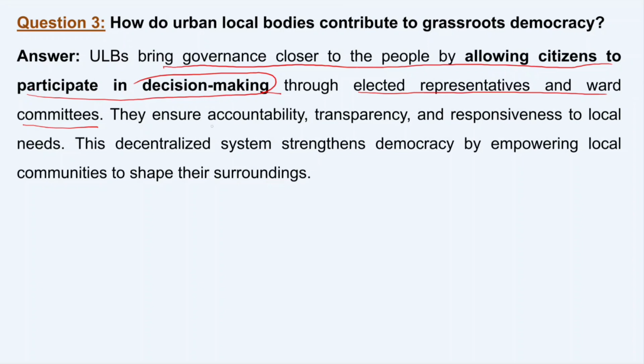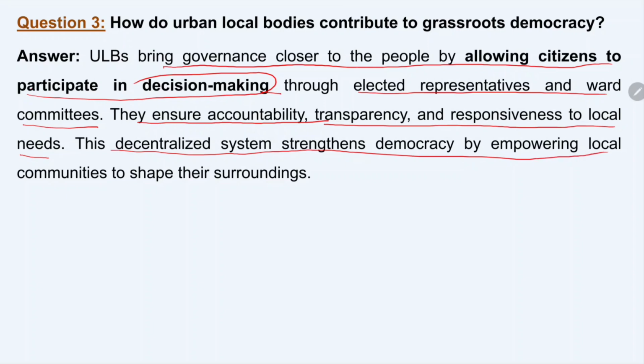they are organizing meetings, but here in the city it is not possible that all of them will come at once because of the huge population. So according to the wards which they have divided, they are going to conduct meetings on that basis, according to the society where they are living, that particular area, not the whole state, okay. And they ensure accountability, transparency and responsiveness to local needs. These decentralized systems strengthen democracy by empowering local communities to shape their surroundings. So these decentralized systems which we have learned, okay, strengthen democracy.